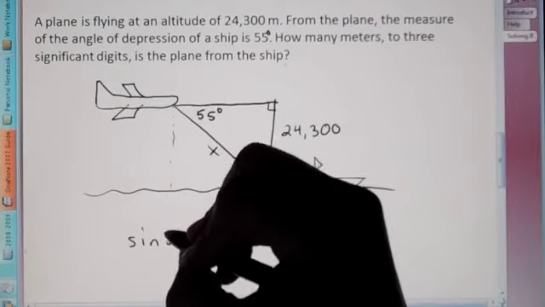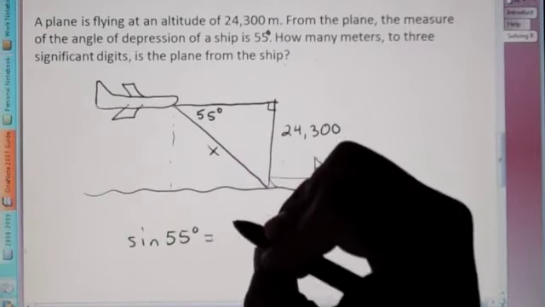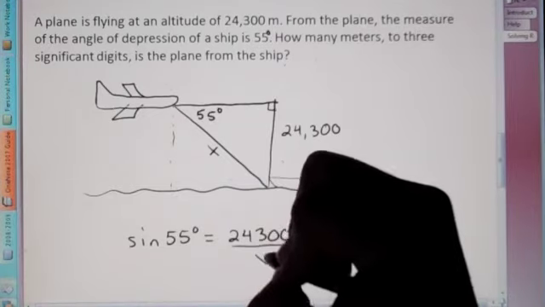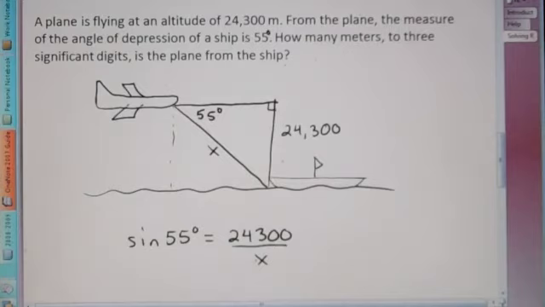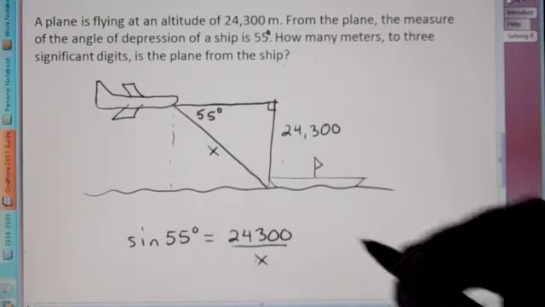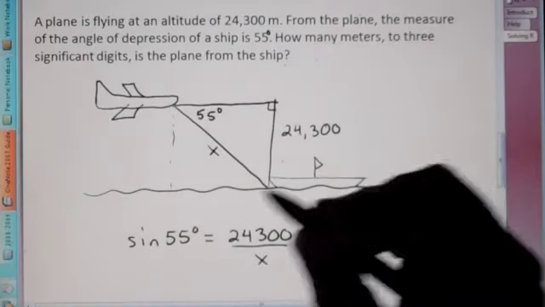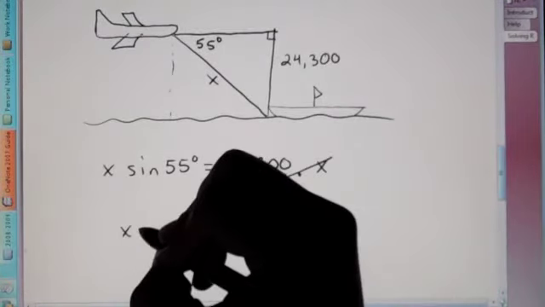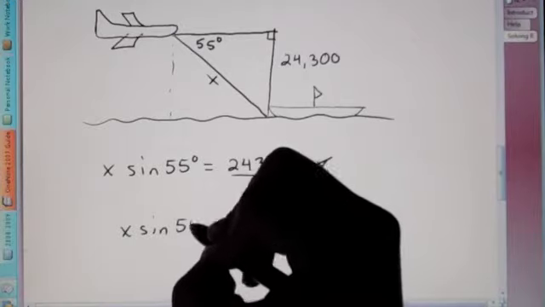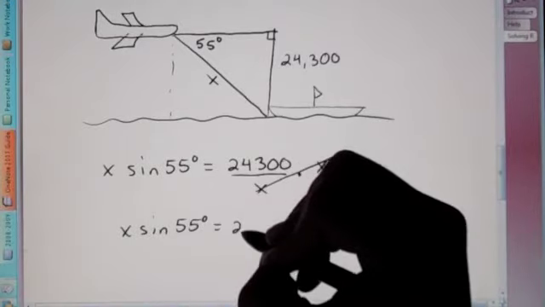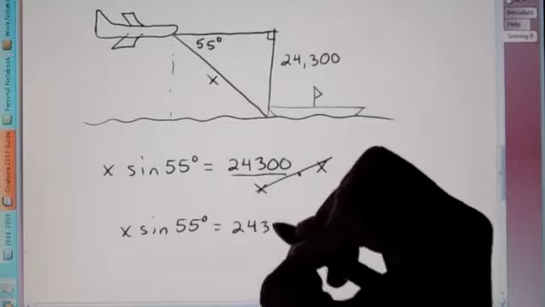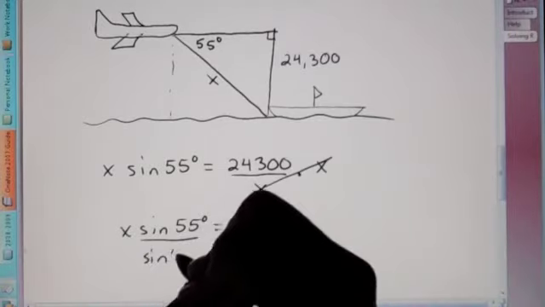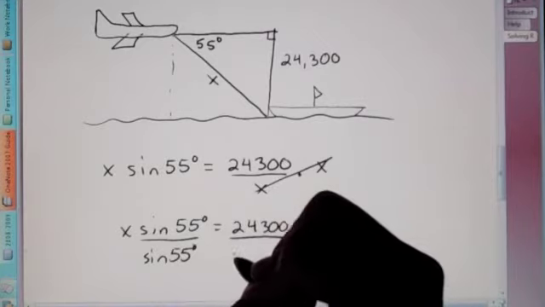So the sine of 55 degrees is equal to opposite over the hypotenuse. But notice here that we have x in the denominator. So if we have an x in the denominator, we want to get it out of there by multiplying. So now we have x times the sine of 55 degrees is equal to 24,300. So lastly, to get x by itself, we need to divide by sine of 55 degrees.